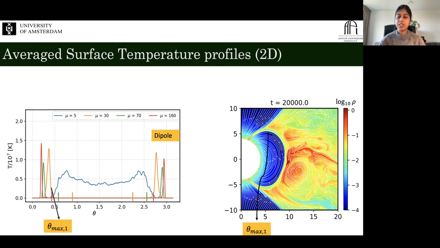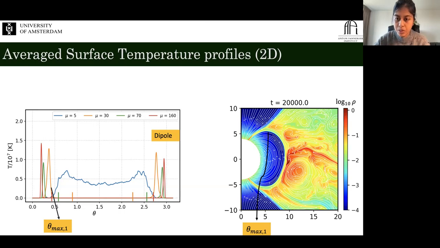So let's call this angle theta max 1. This angle depends on the magnetospheric radius. The magnetospheric radius is the radius at which the stellar magnetic pressure becomes equal to the gas pressure of the disk. As you go higher up in the dipolar stellar magnetic field strength, you push this magnetospheric radius further outwards, so you have matter latching onto field lines that are closer and closer towards the pole.